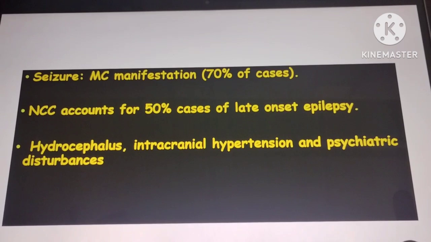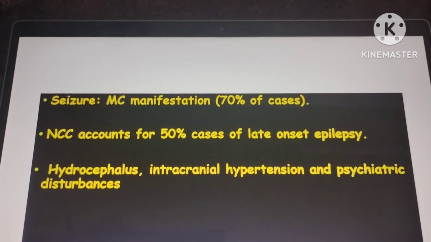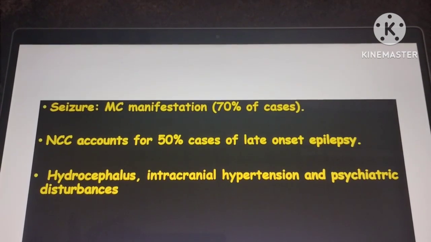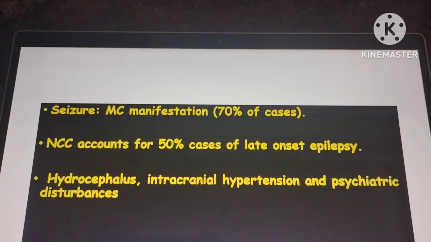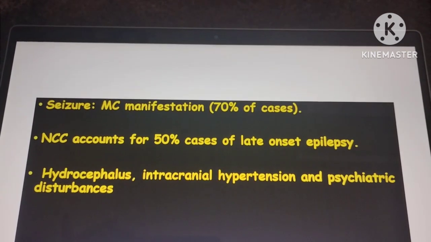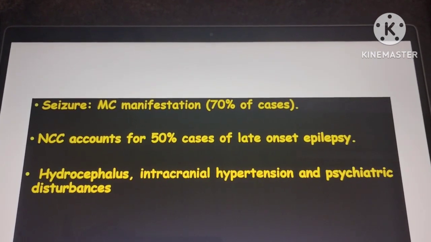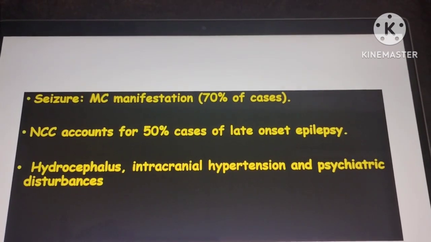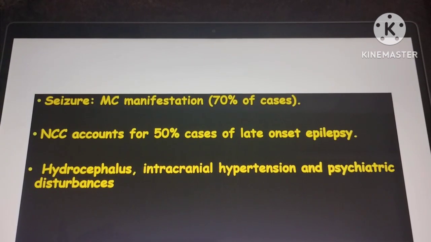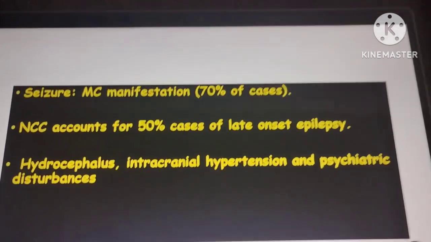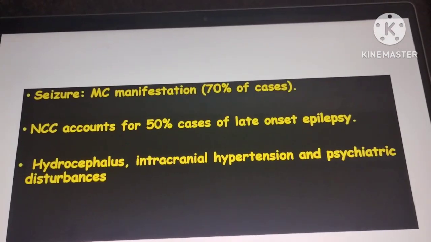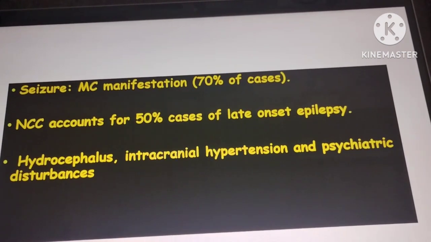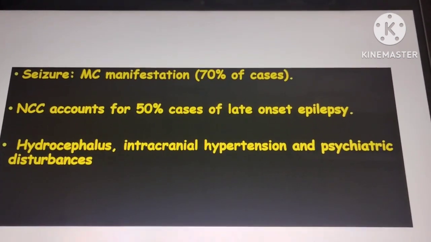Second, coming to the clinical manifestations, seizures are the most common manifestation. Coming to late onset epilepsy, neurocysticercosis accounts for only 50% of the cases. But the most common presentation is seizures. And the other features you can see are hydrocephalus, hypertension and psychotic disturbances. So here remember H: hydrocephalus and hypertension, that is intracranial hypertension, and some psychiatric disturbances like hallucinations will be there.